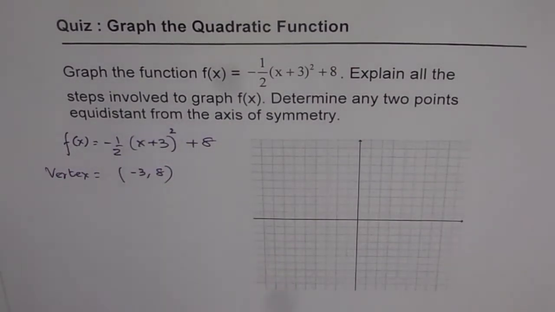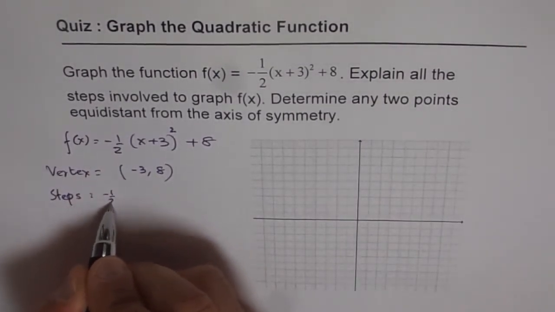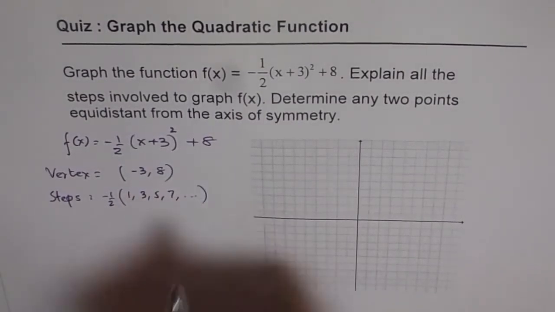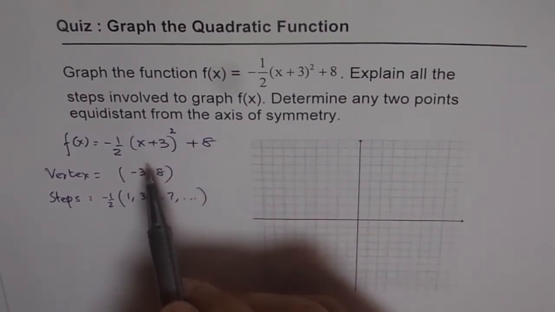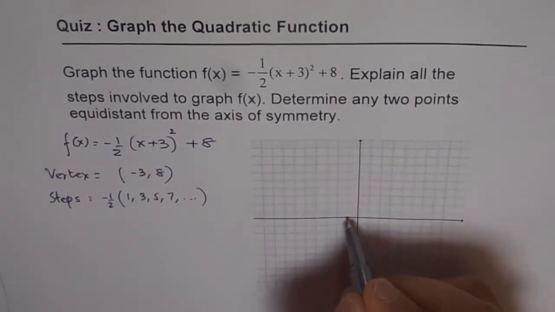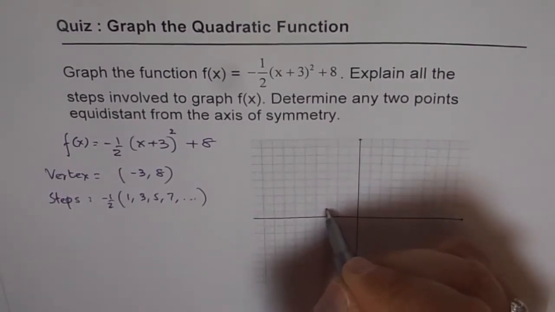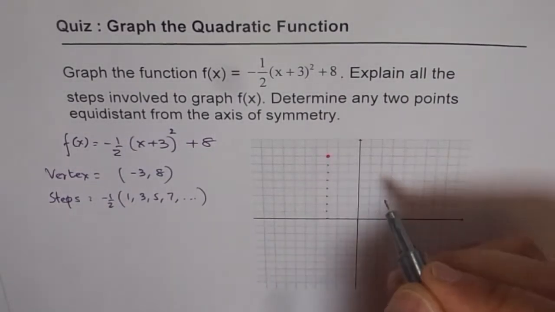And the second thing which you need to graph a function given in vertex form is the steps. So the steps involved are minus half times 1, 3, 5, 7. Correct? That is the step involved. So this will help you to plot the graph of the function. So locate (-3, 8). So it is 1, 2, 3, that is minus 3 going left from 0. And 8 is 1, 2, 3, 4, 5, 6, 7, 8. So that is the vertex.